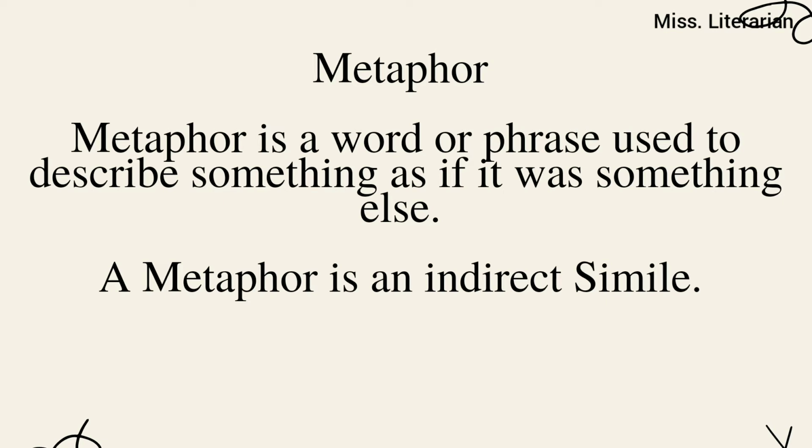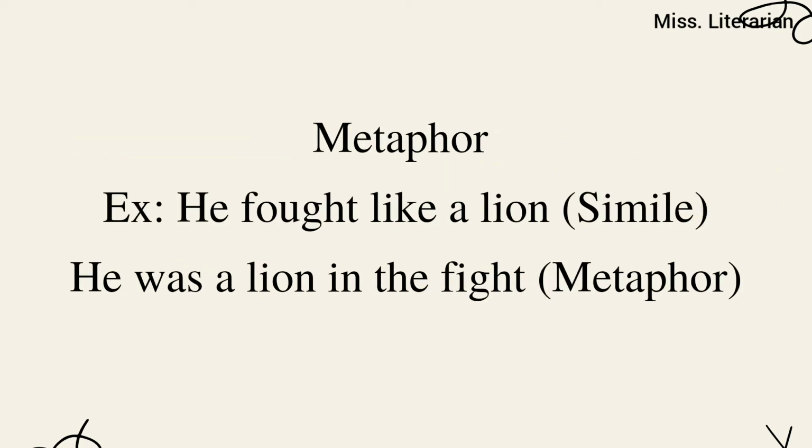Metaphor is an indirect simile. Metaphor states one thing is like another or acts as another, but takes for granted and proceeds as if the two things were one. For example, when we say he fought like a lion, here we use simile, but when we say he was like a lion in the fight, we use metaphor. Look at this statement. Richard fought like a lion. This is a simile. But when we say like this, Richard was a lion in the fight, this is a metaphor.